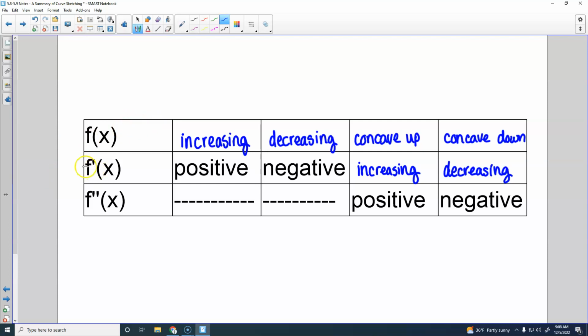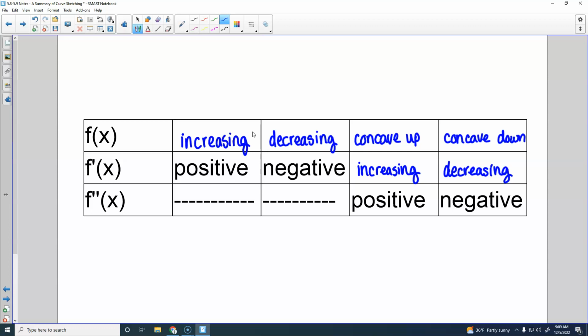So let's say that they give you a picture of a first derivative, right? Maybe you have a graph or a table. Maybe you don't have the equation. So if you have a first derivative, if that first derivative is positive, which would mean above the x-axis, right? Or obviously in a table it'd just be a positive number. Then that tells you that the original function, the f of x that you're not looking at, that function would be increasing.